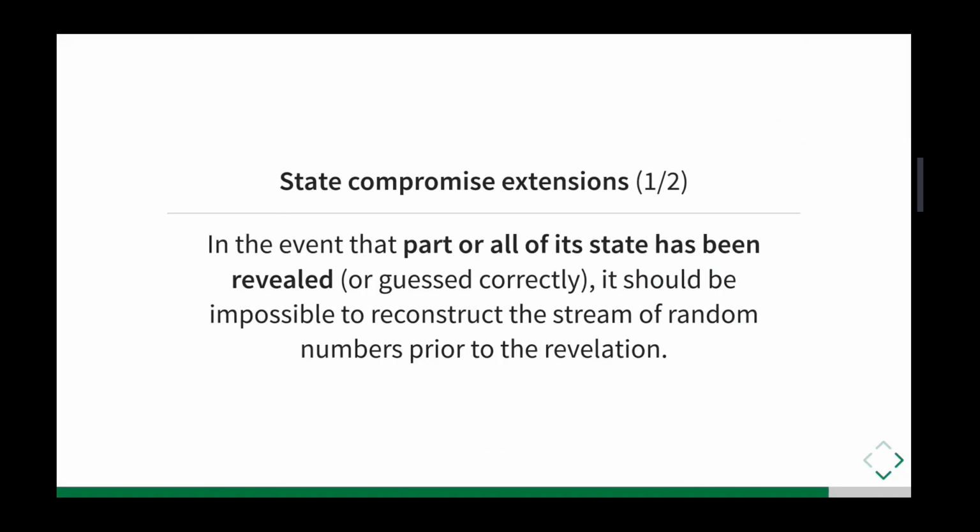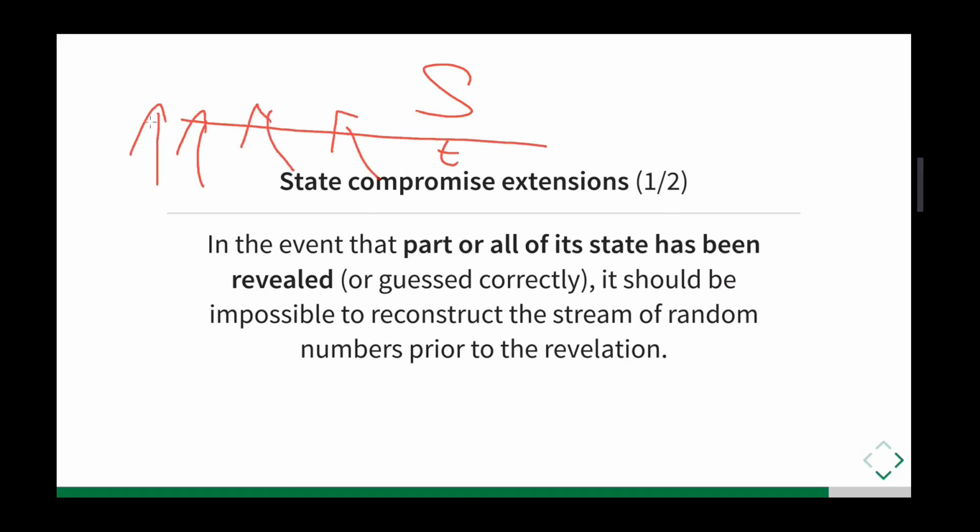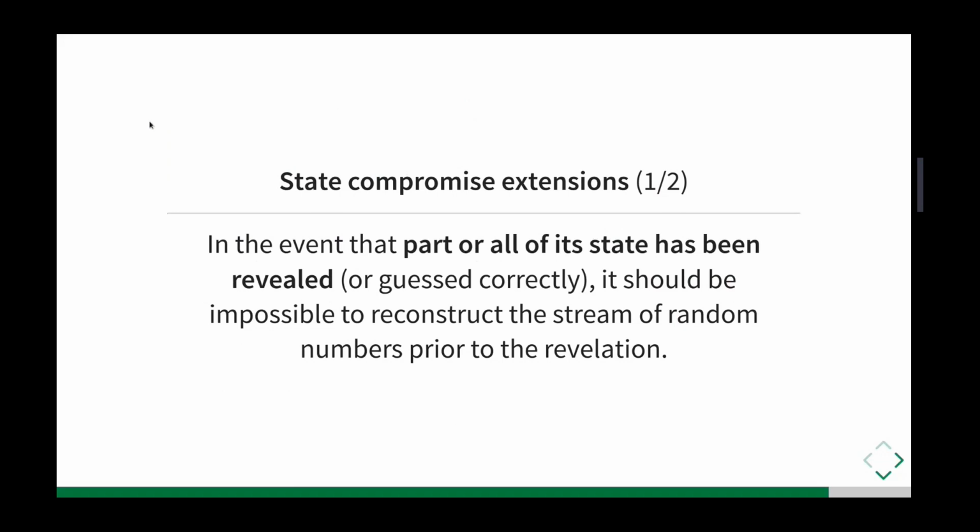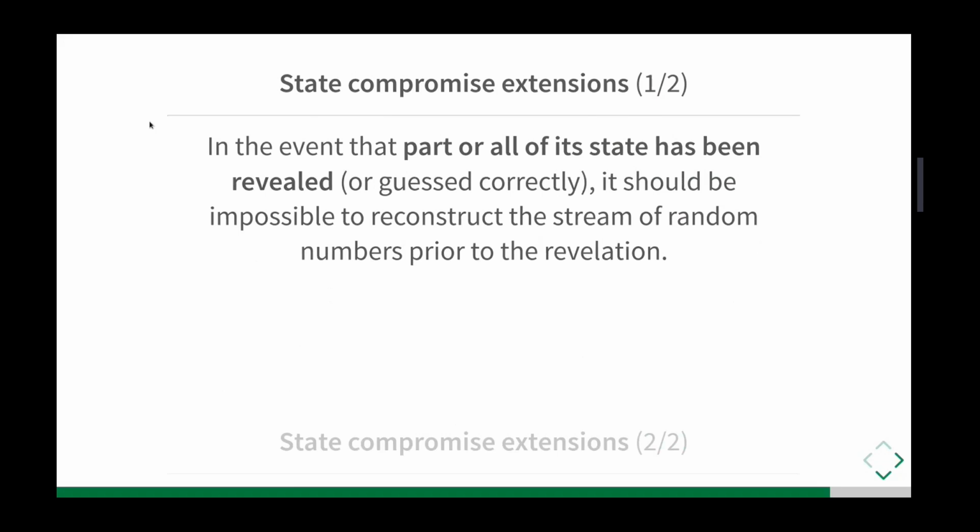Now this other property has to do with the following. Suppose that part or all of the state has been revealed up to a certain point. At some point, I reveal the entirety of the state. A cryptographically secure generator should not make it so that if I reveal the state at point t, I'm also able to generate the previous values. I'm not able to go back in time, from the future state to the past state. The past state should not be accessible anymore. Formally it should be impossible to reconstruct the stream of random numbers prior to the revelation.